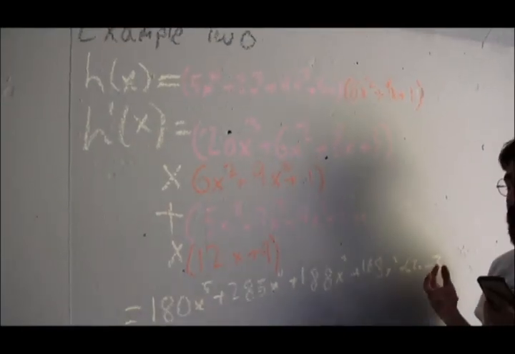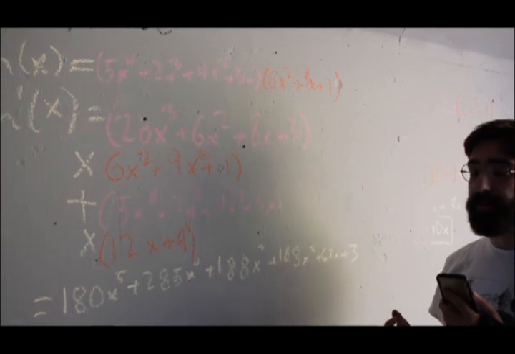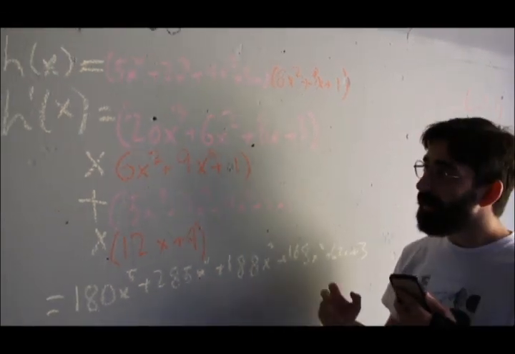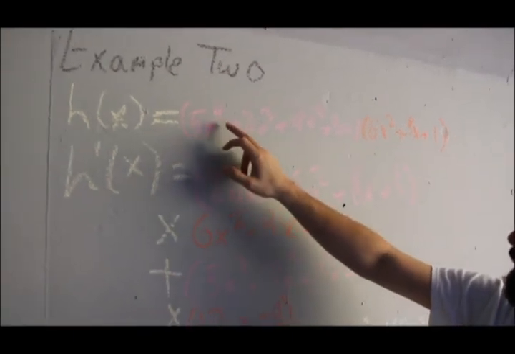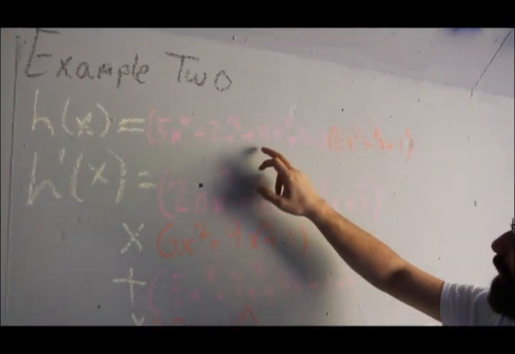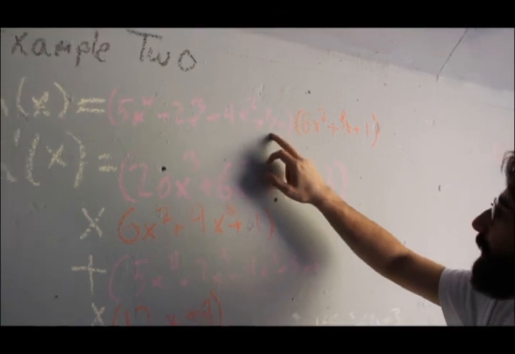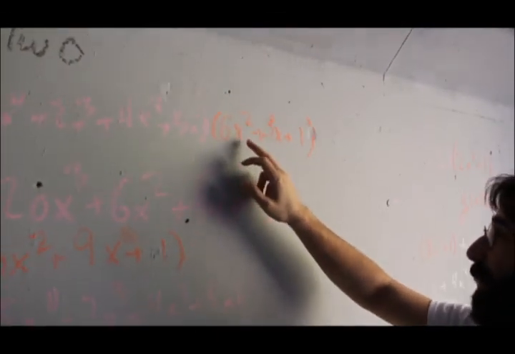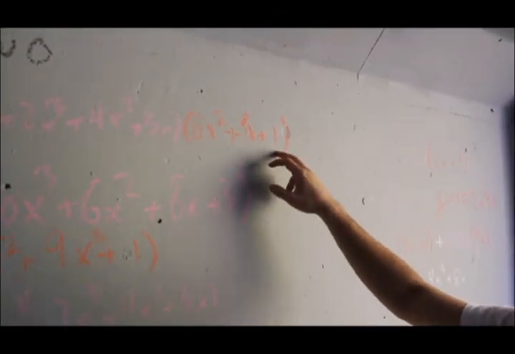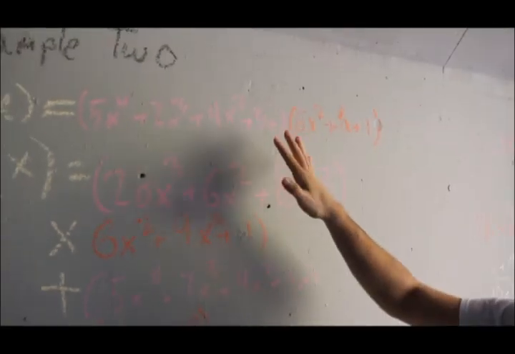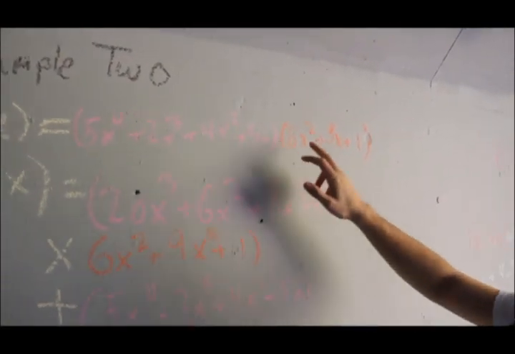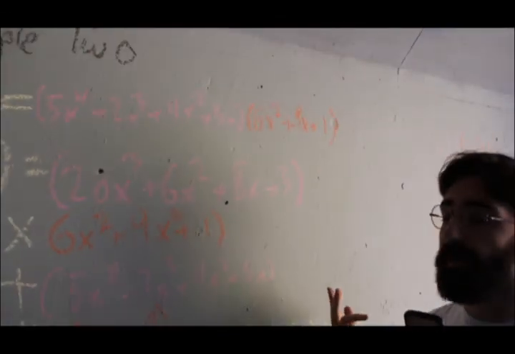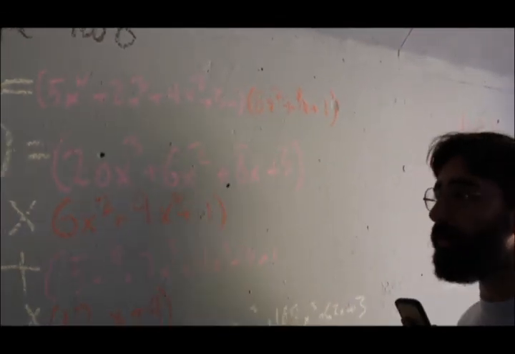For the second example, we have a pretty gnarly problem where h of x is 5x to the fourth plus 2x cubed plus 4x squared plus 3x times 6x squared plus 9x plus 1. Now distributing all of these terms, when you have 4 terms here and 3 terms here, that's too much work. So here you really do have to do product rule.